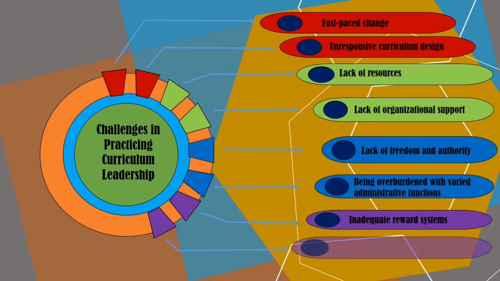And last is the unfavorable school and school district policies. As I said earlier, class, there are some policies that limit the role played by, or the authority given to, our leaders, and at the same time there are also situations which are not favorable to our leaders in performing their task.